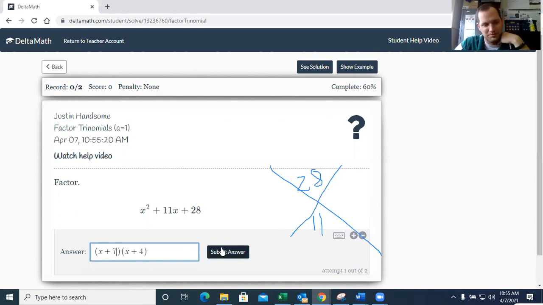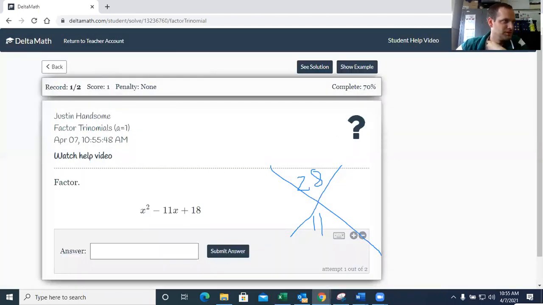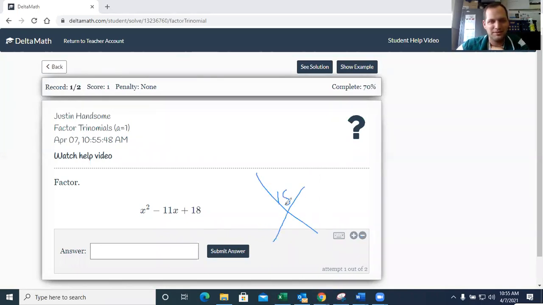It doesn't matter what order you put them in. They could be 4 and 7, they could be 7 and 4. It doesn't matter. All right, now we've got 18 and -11. What two numbers multiply to be 18, but add to be -11?